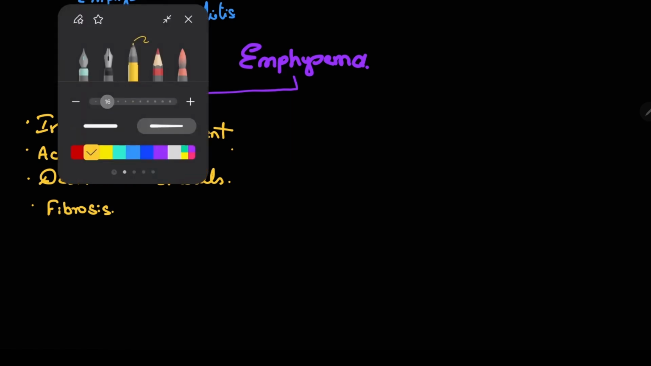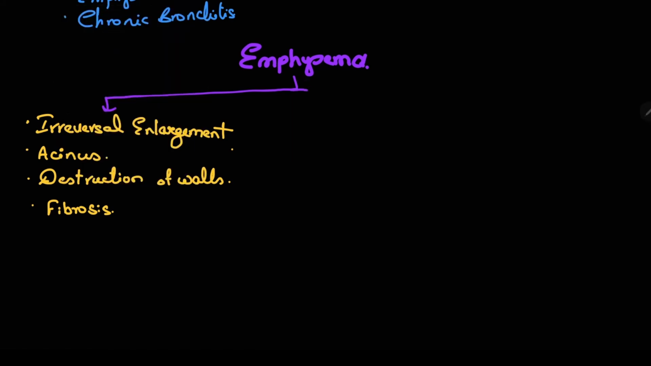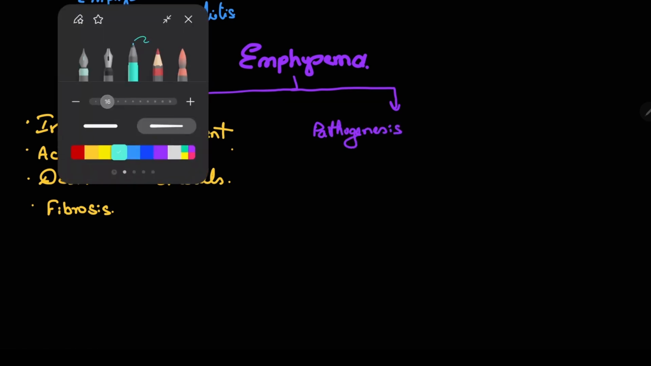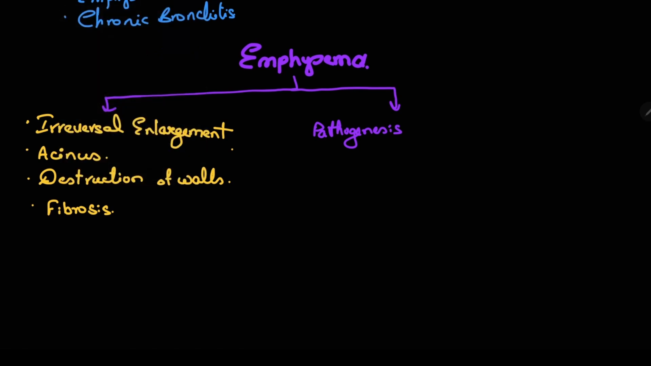So next one is pathogenesis. So the pathogenesis is very, very important. Pathogenesis means how a person is getting emphysema. For example, a patient came to you with a history of smoking, or you examined him, then you came to know that he is deficient of alpha-1 antitrypsin. The person may be smoking or may be deficient of alpha-1 antitrypsin.